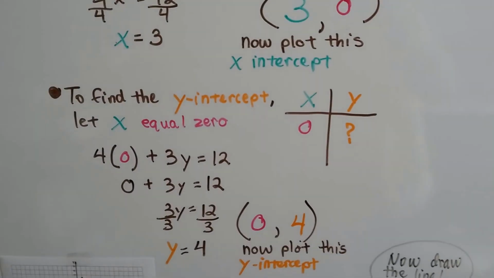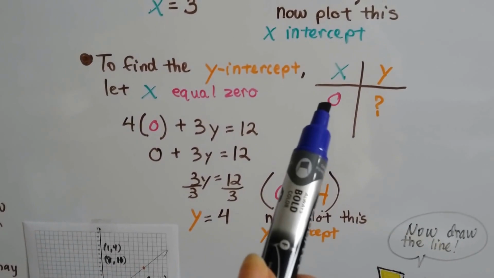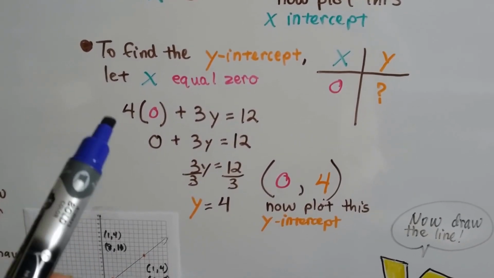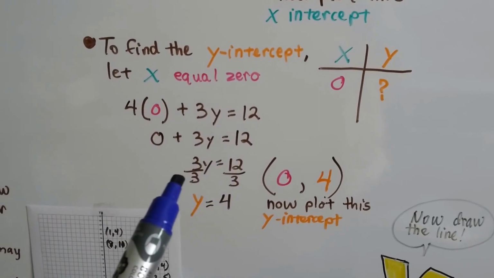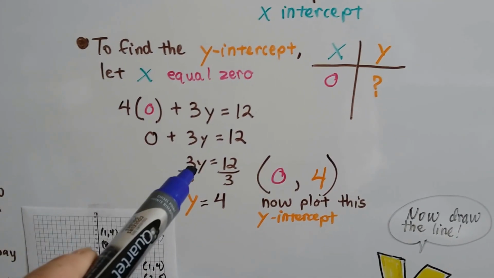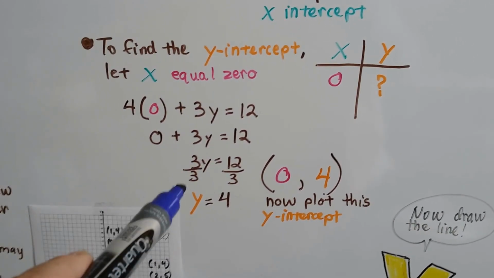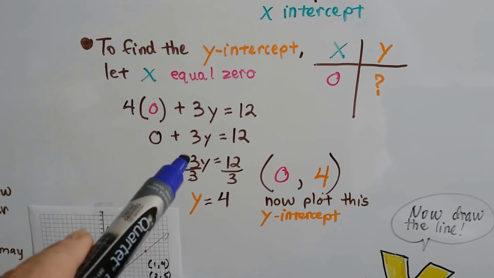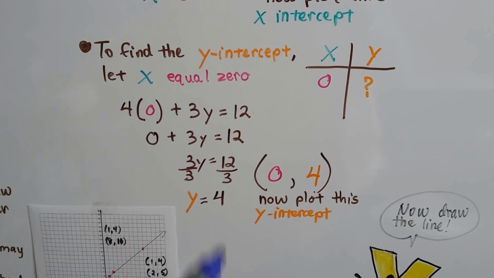So now to find the y-intercept, we let x equal 0. Now it's x's turn to be 0 to find y. 4 times 0 is 0, so we get 0 plus 3y equals 12, so 3y equals 12. Now we divide each side by that coefficient 3 to isolate the y. And again, identity property. This 3 over 3 is a 1 because the numerator and denominator are the same, so we have y equals 4.